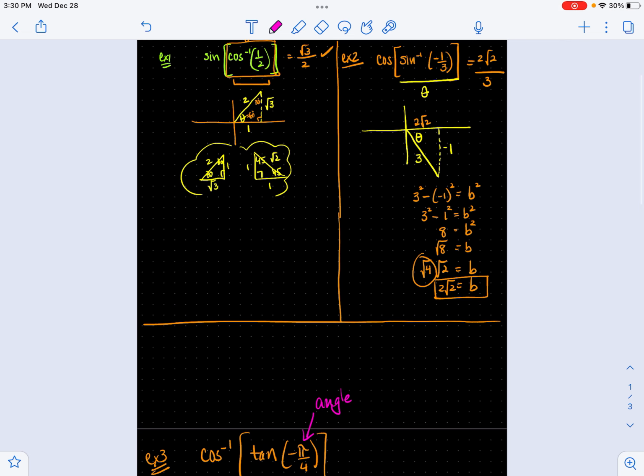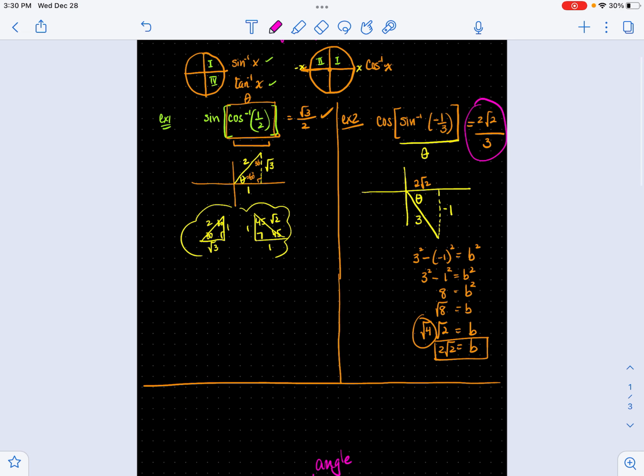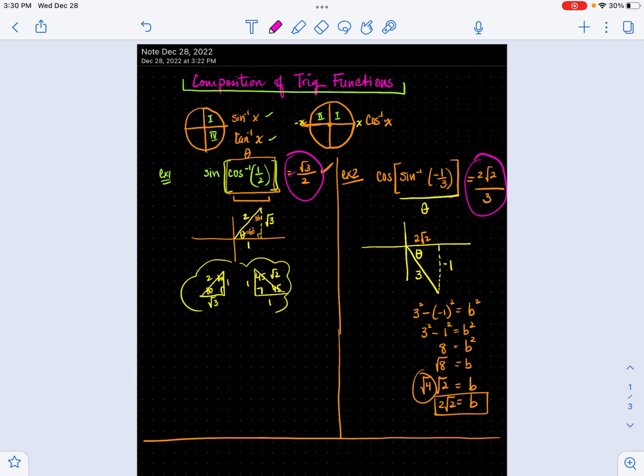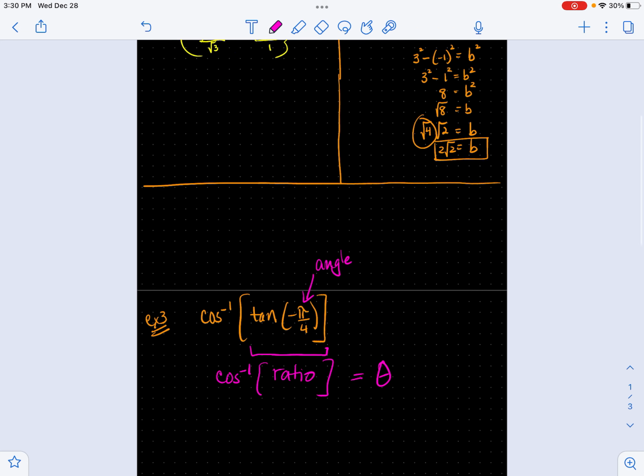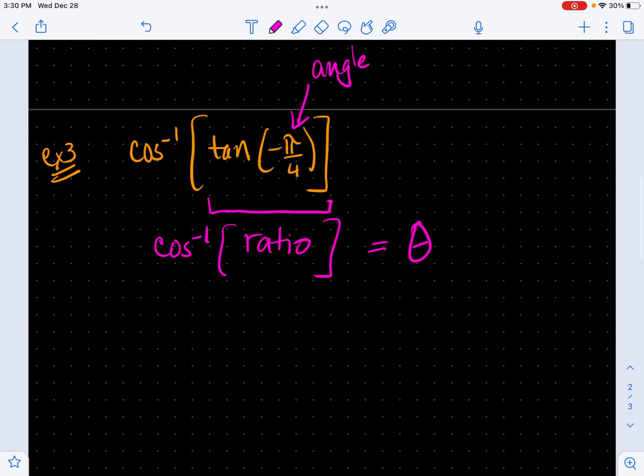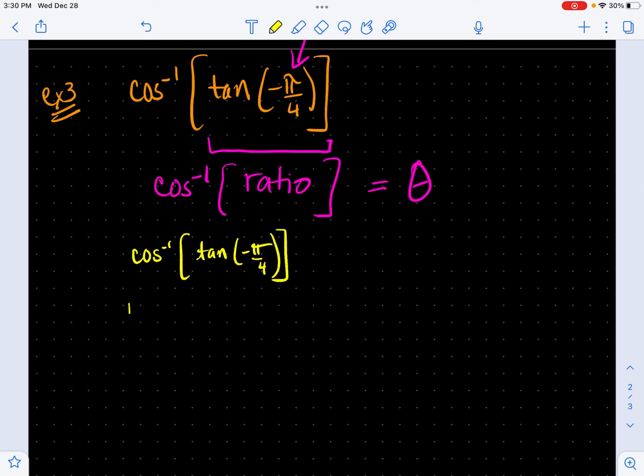Over here, we had ratio answers. That's a ratio. That was a ratio. Both of these were ratio answers. This one will have an angle answer. I hope that makes sense. It's important to know what's given and what type of answer to expect. So let me rewrite the question. All right, tangent of negative pi over 4.